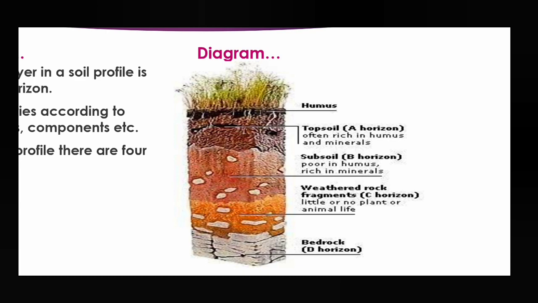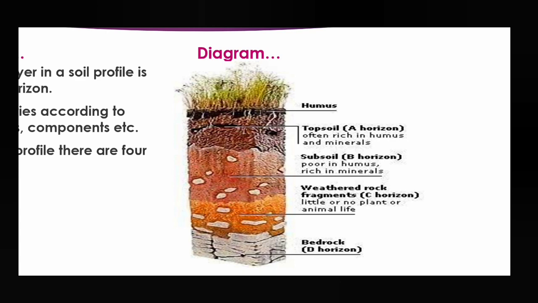Because it is located at the last, and on this D layer other layers are lying down, that's why it is called a bed. Why is the D horizon called a bed? Because it is the last horizon, and on this last horizon other horizons are located, other horizons are lying down, that's why it is called bedrock. It is a rock and it is behaving like a bed because other layers are lying down on it.